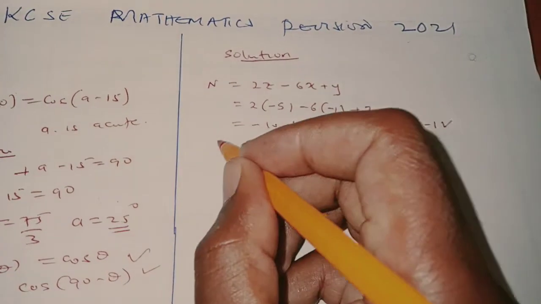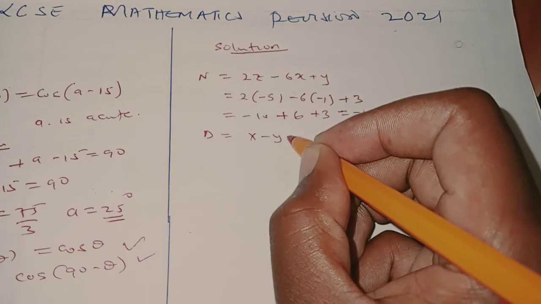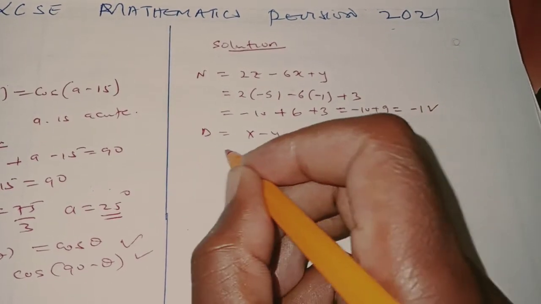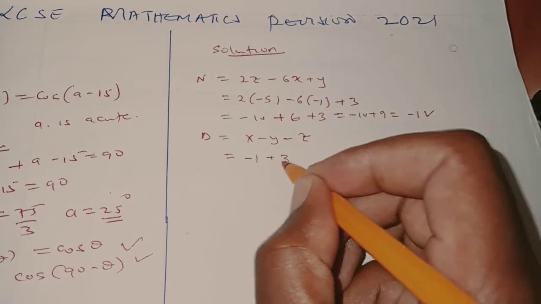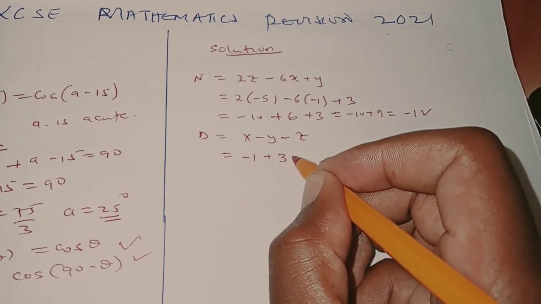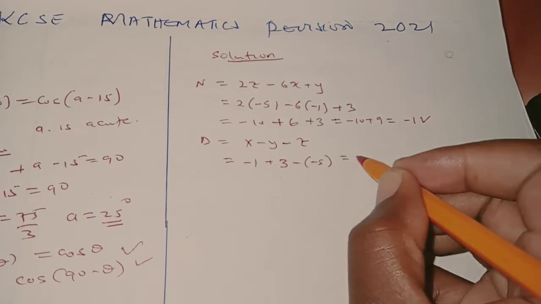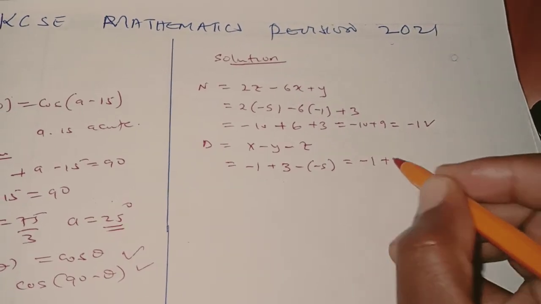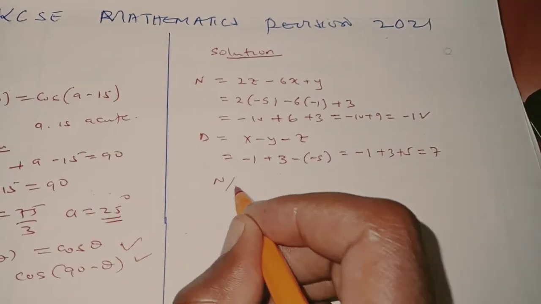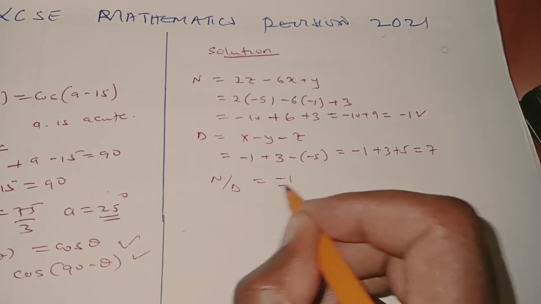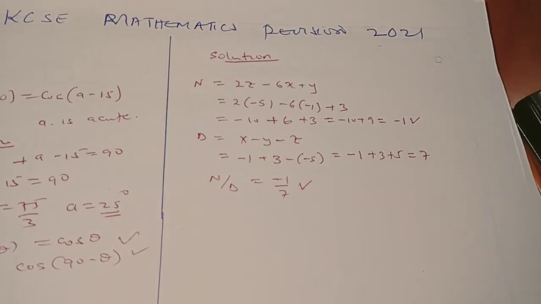That checks. For the denominator, we have x - y - z. We substitute very quickly: -1 + 3 - (-5). This gives me -1 + 3 + 5, and this is 7. So now the numerator divided by the denominator is -1 over 7. That checks, right? That makes sense.